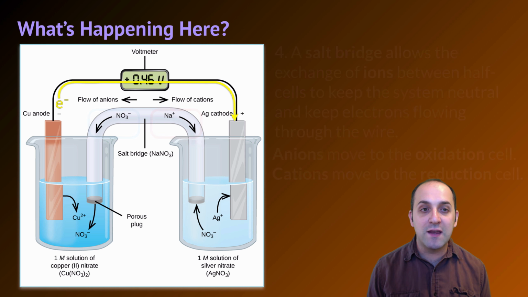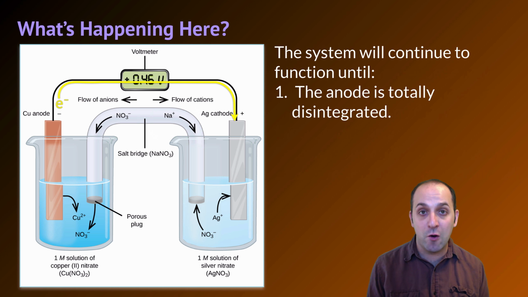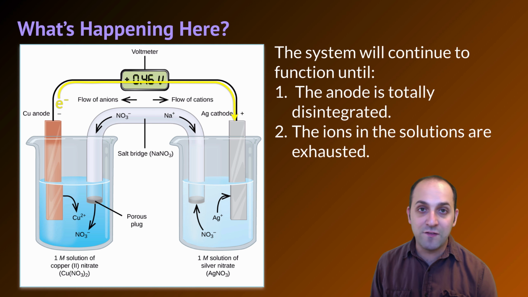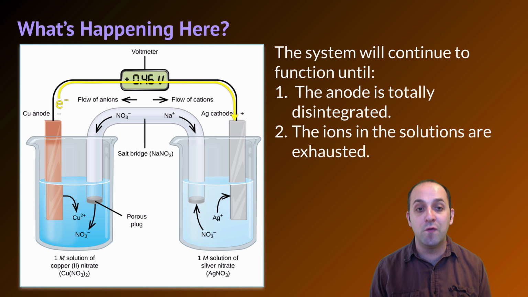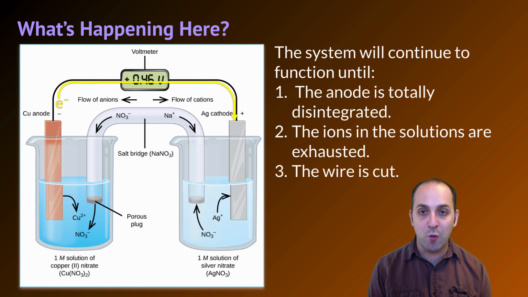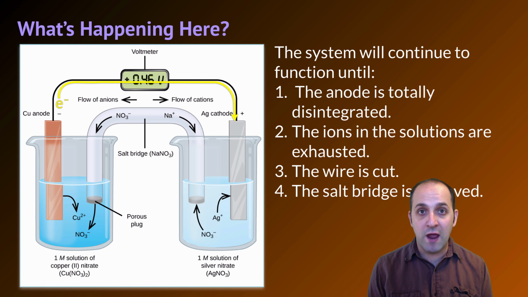This system is going to keep working until one of several things will happen. First, the anode could become totally disintegrated and stop producing electrons since all of the ions have moved into solution. The ions in the solution could be exhausted. If there's no ions to gain electrons that are moving onto the cathode, then the cell cannot continue to operate. Certainly, we could interrupt the wire by using a switch or just cutting the wire. That would interrupt the flow of electrons. And of course, we could remove the salt bridge or allow the ions in the salt bridge just to run out. Any of these situations will cause a voltaic cell to stop functioning.